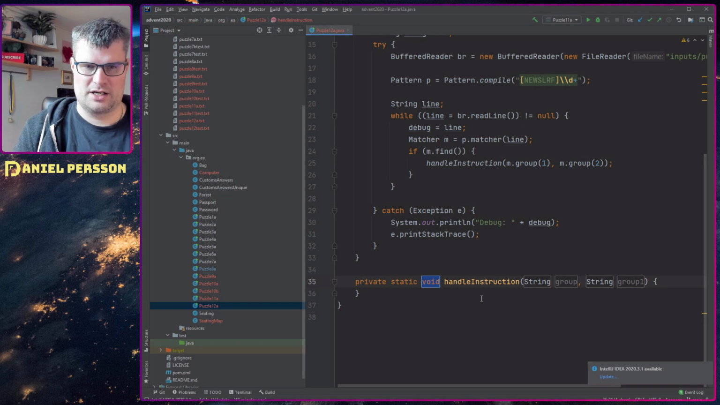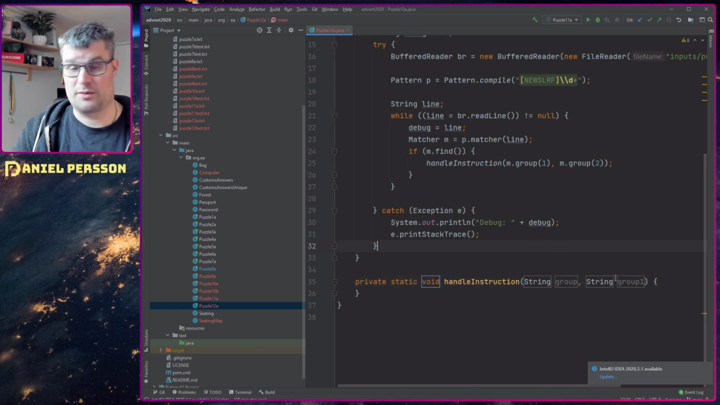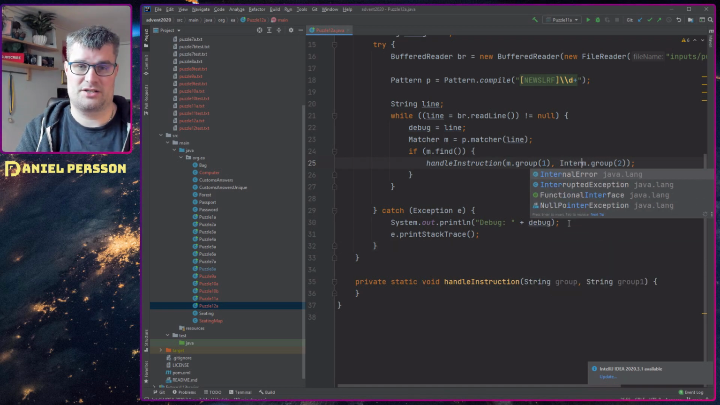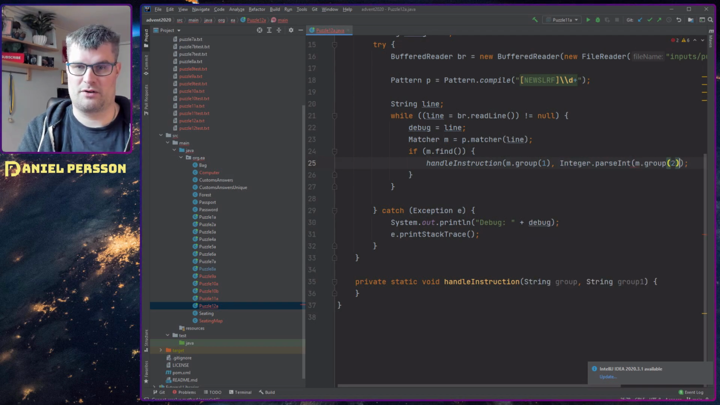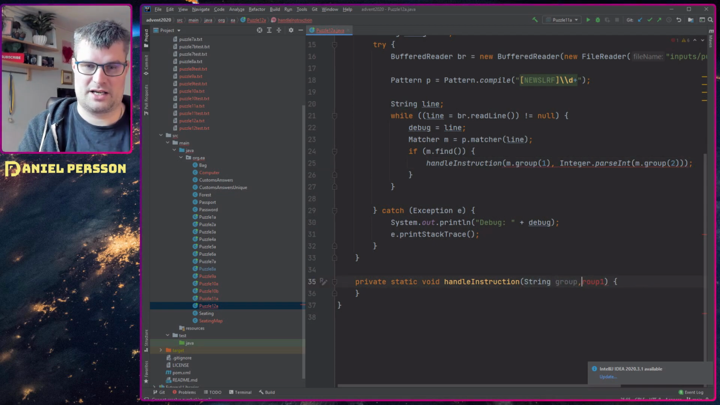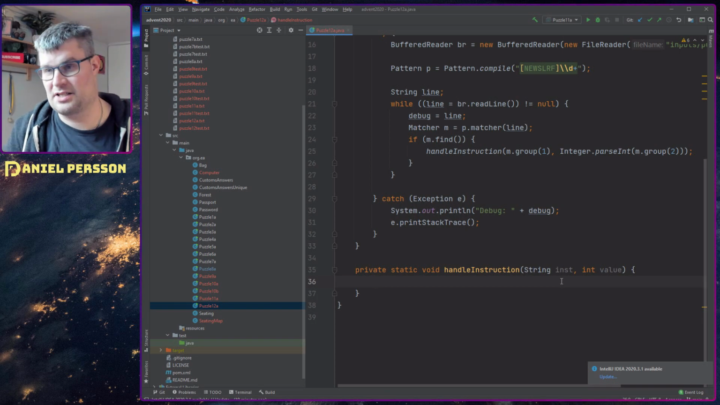Create that method. It gives us a string, which is reasonable. And the second one we know is an integer, so we can do an Integer.parseInt of that. So we actually get the int value here instead. So this is the direction, or instruction, and this is the value. So now we want to do something there, handle this instruction.